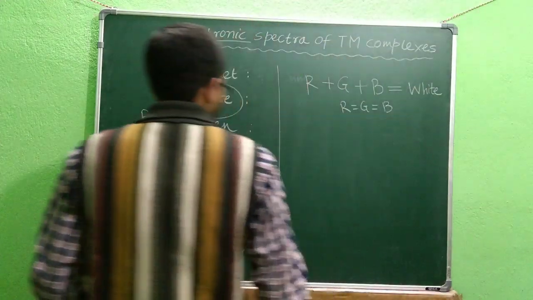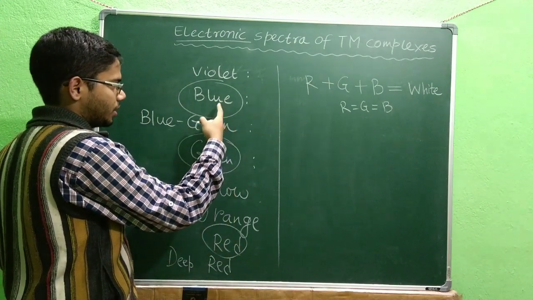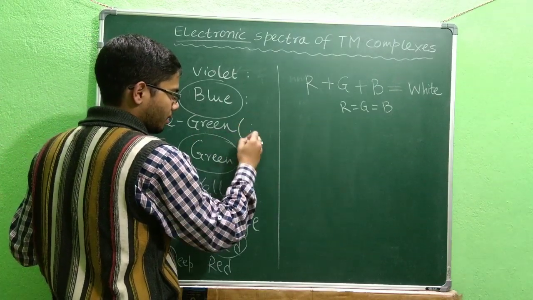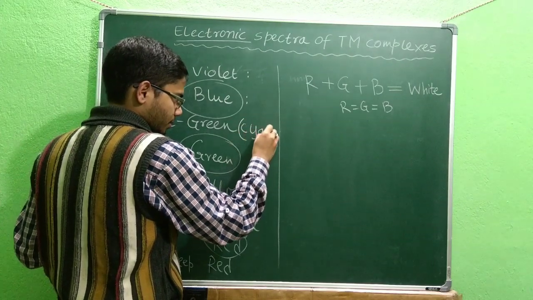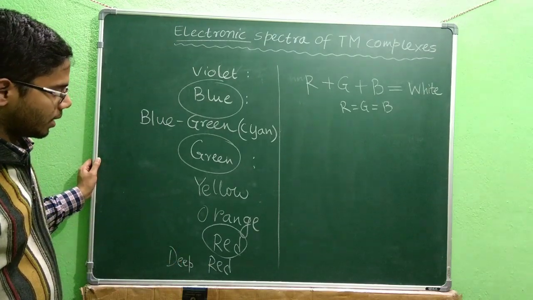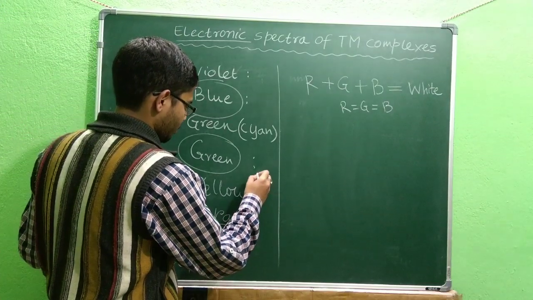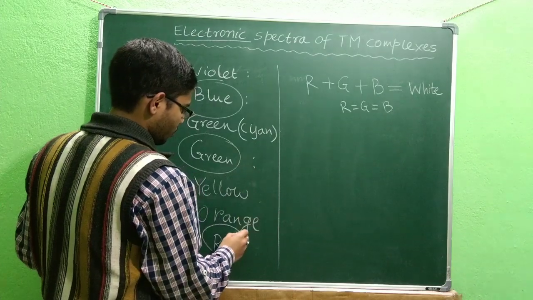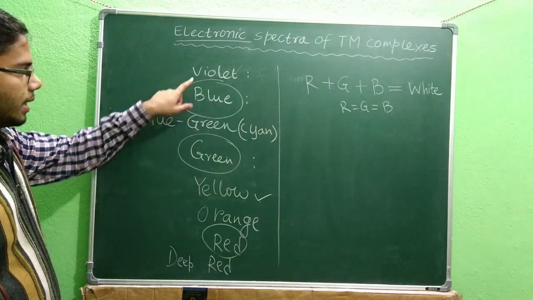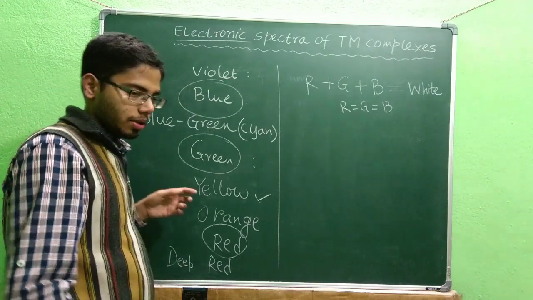Again, if you mix blue and green, you will get something in between, that is bluish green. It is often known as cyan color. If you are mixing green and red, you will get yellow. And if you are mixing red and blue, you will get purple color, nearly violet, or it is often called magenta.